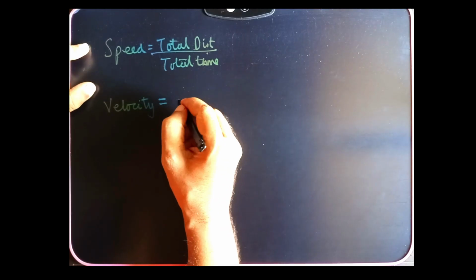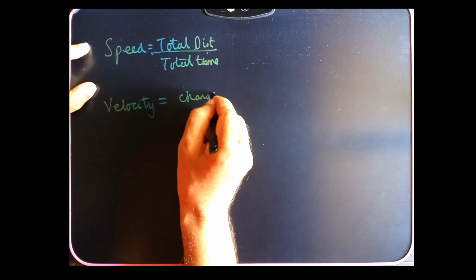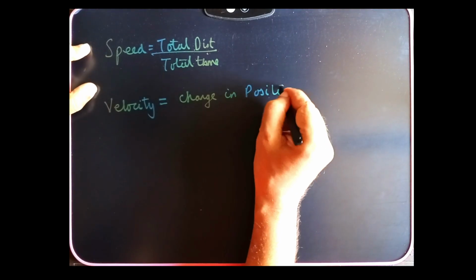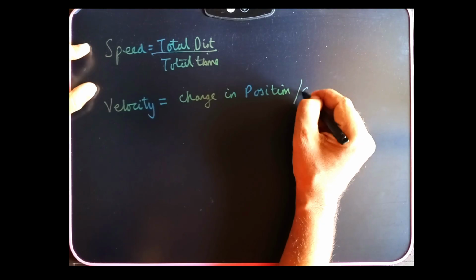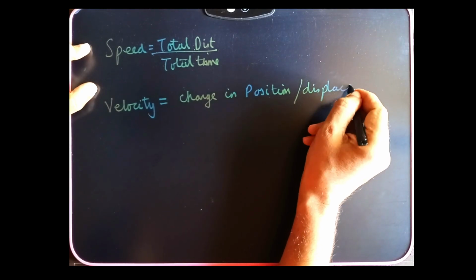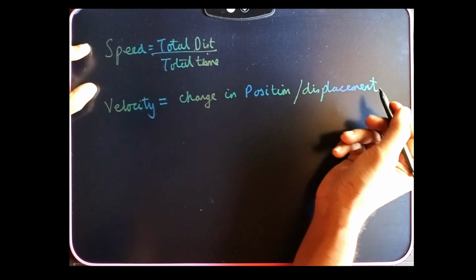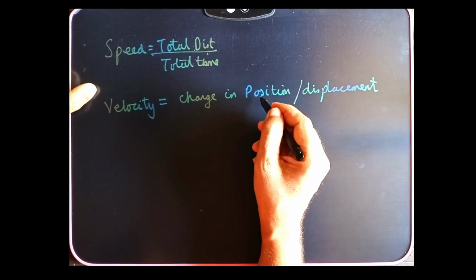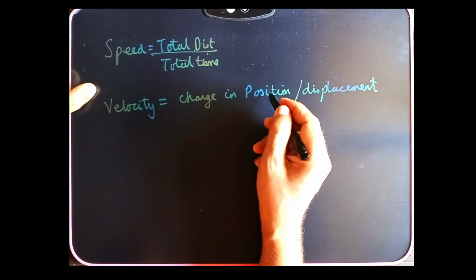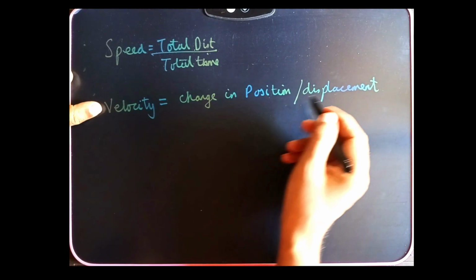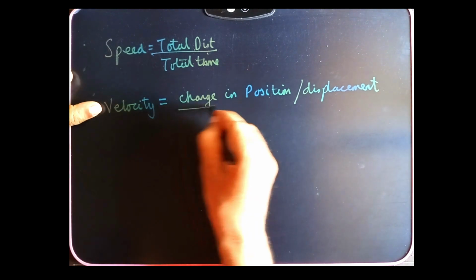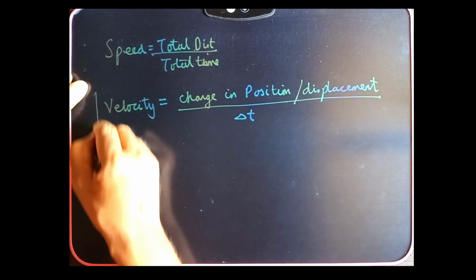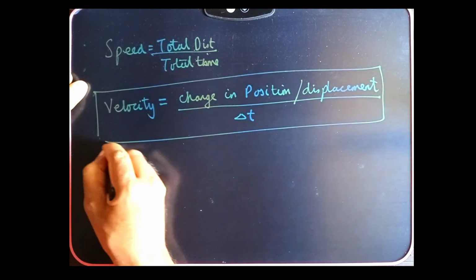Velocity is defined as the change in position or displacement. We have studied earlier that if you want to get the displacement, we need to understand the initial position and the final position. So that is why velocity is the change in position, or the total displacement, divided by the total time. This is the formula for velocity.